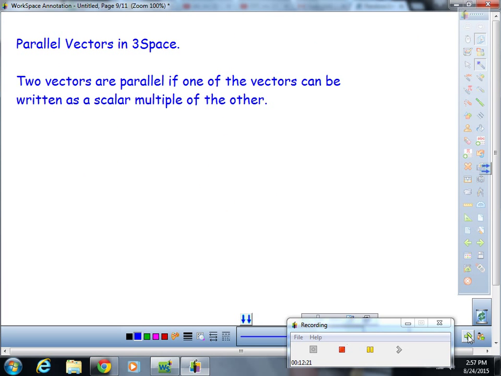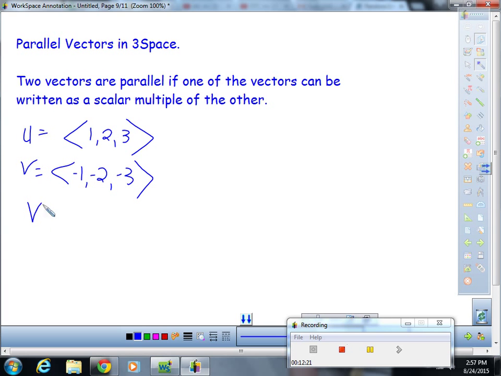Alright, so parallel vectors in 3 space. Here's something that's important to know. That vector is parallel to that vector. Okay, so even though they are traveling in a different direction, since v is -1 times u, then v is parallel to u. Okay, so any scalar multiple will do. It doesn't have to be an integer.